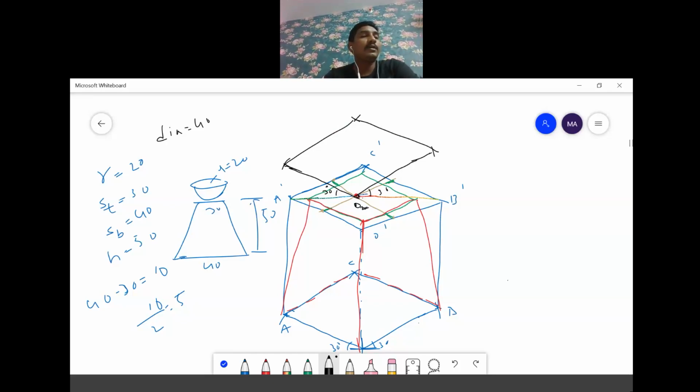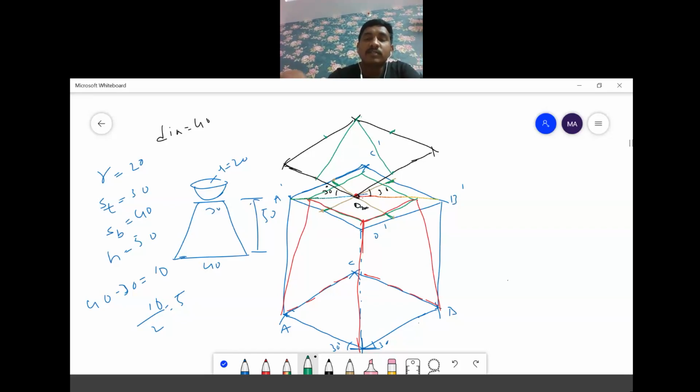Using the 4 center method, I will construct a circle here in this square. I am marking the midpoints. I am joining this top vertex to these midpoints, and the bottom vertex to these midpoints. Then I am constructing one circle here.